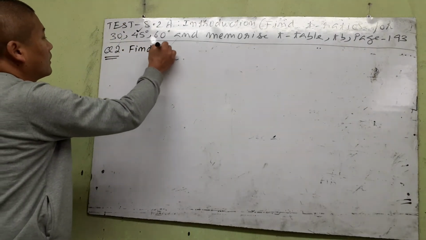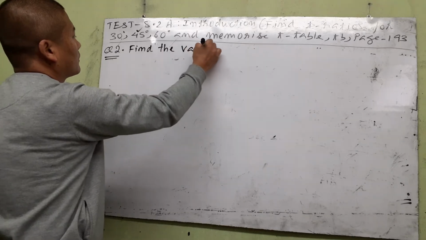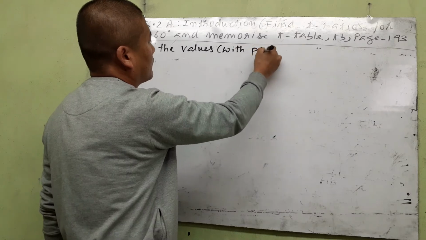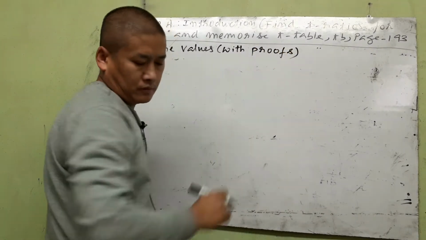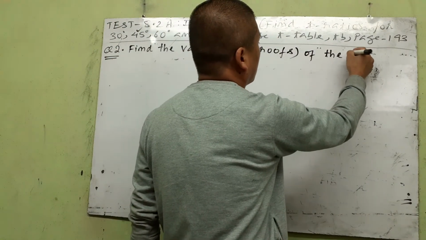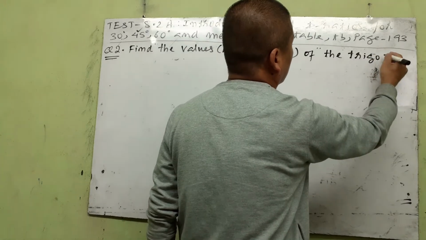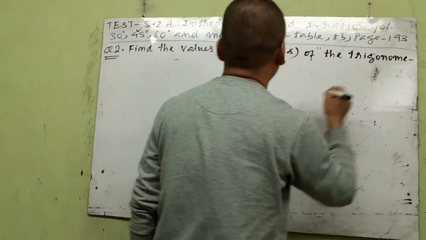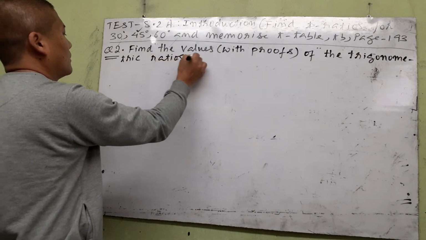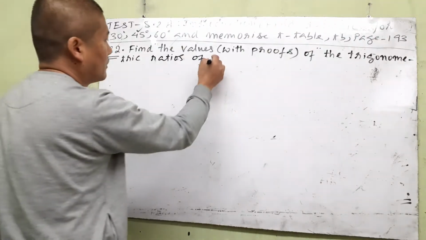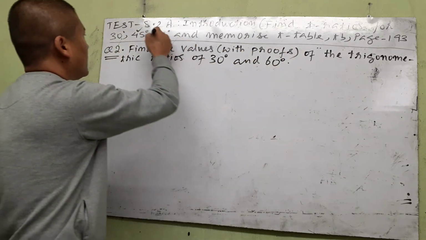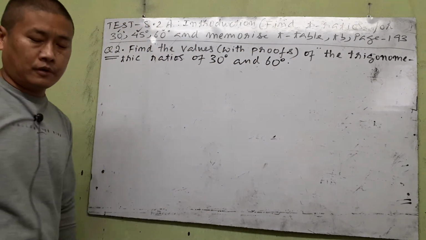Find the values. Okay, values with proofs, just like the first one. So we have to provide proof with a right triangle, a geometric figure, of the trigonometric ratios of 30 degrees and 60 degrees. So we have to find the 30 and the 60; we have done 45.